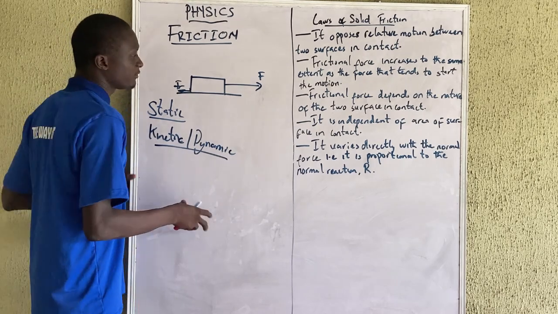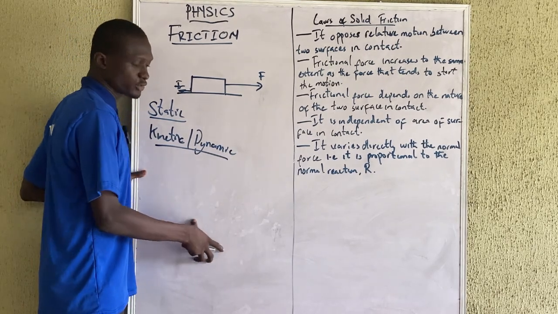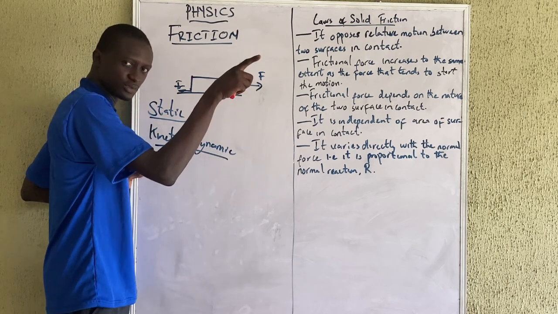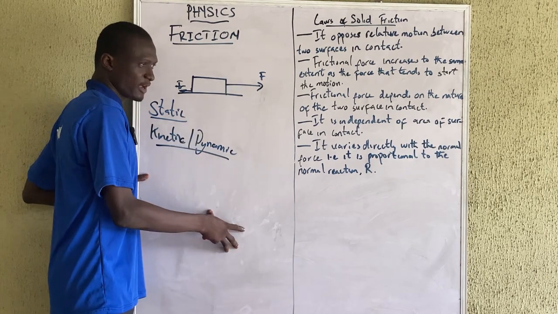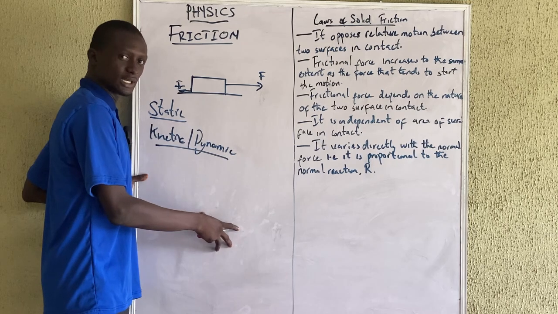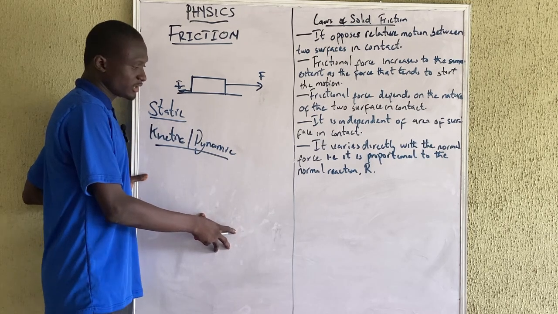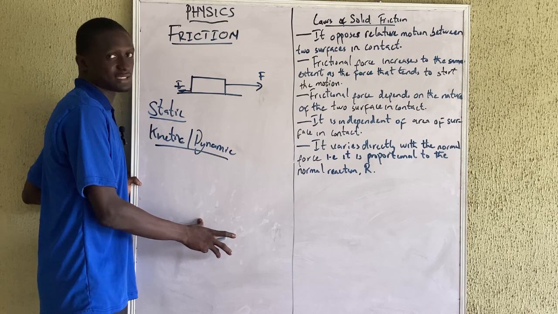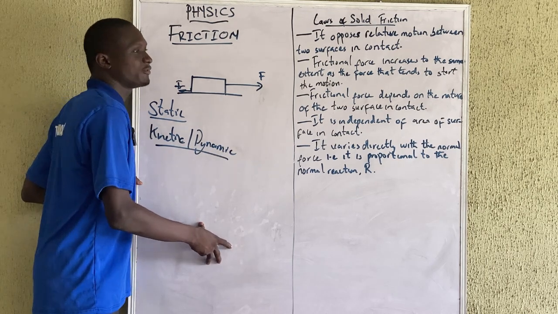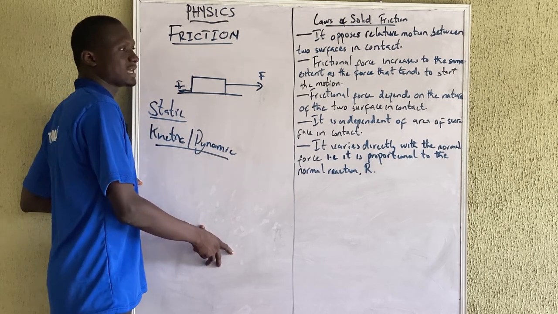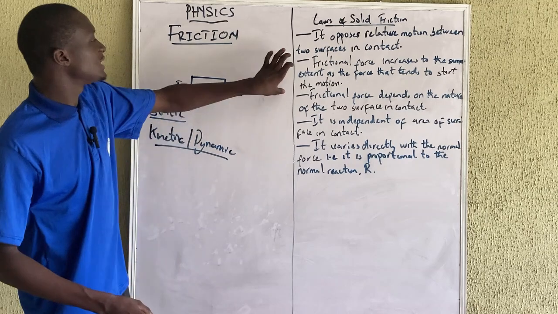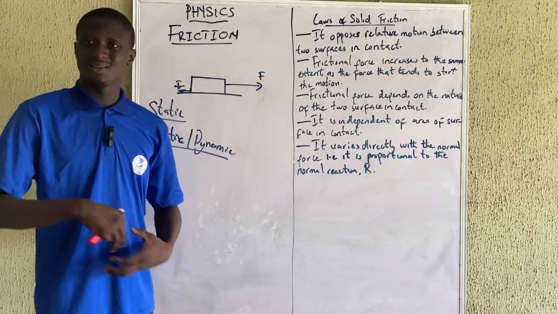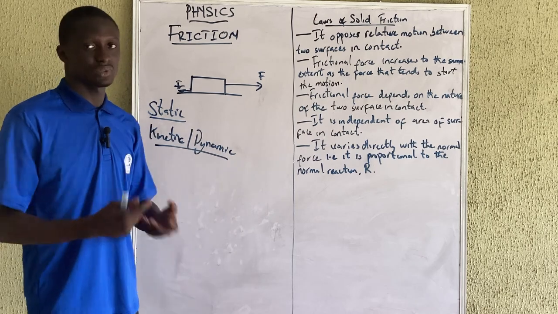So let's say I now apply a force of 2 Newton. The frictional force on this board will also increase to 2 Newton, but it won't move until I get to that 7 Newton. If I increase my force to 5 Newton, frictional force will also increase to 5 Newton. If I increase my force to 7 Newton, then the frictional force will reach its maximum, that's 7 Newton. The moment I apply a force greater than 7 Newton, it will start to move. So that's what the second law of solid friction is telling us: frictional force increases to the same extent as the force that tends to start the motion.